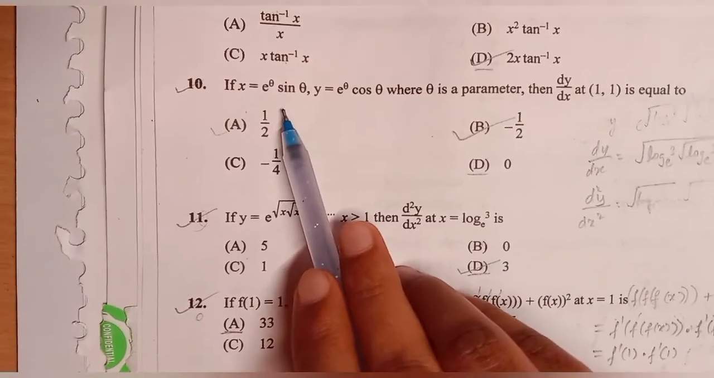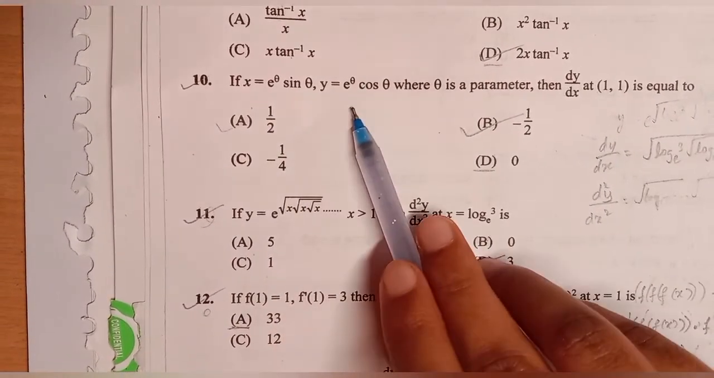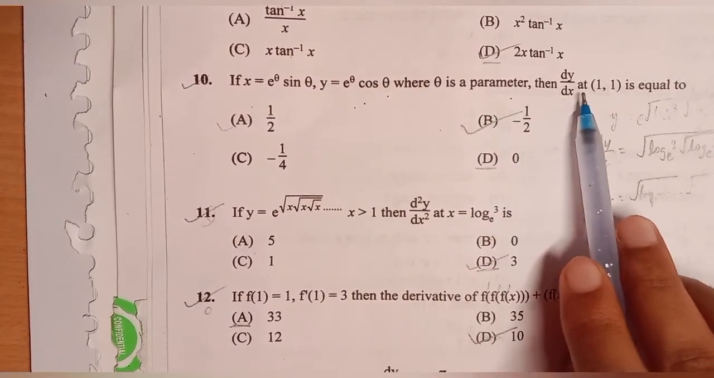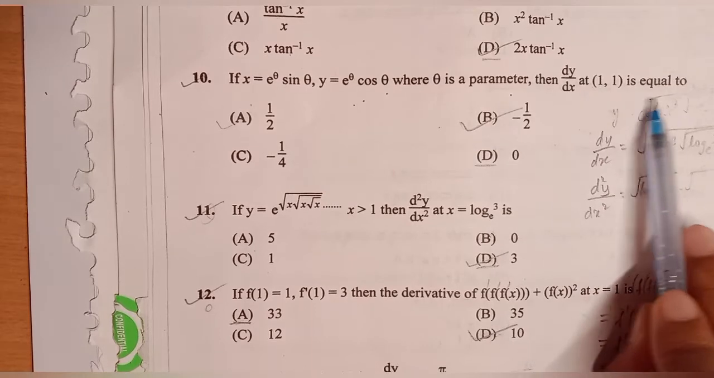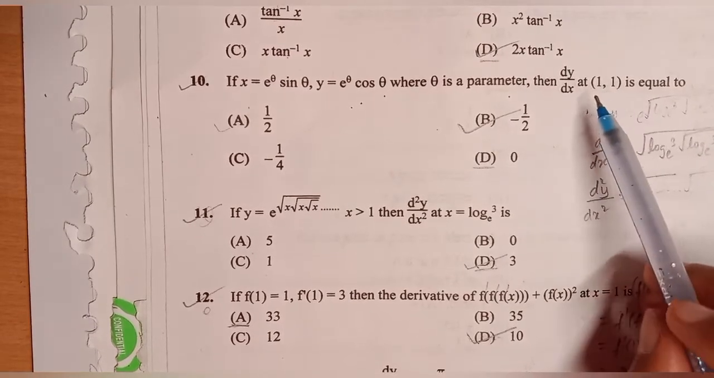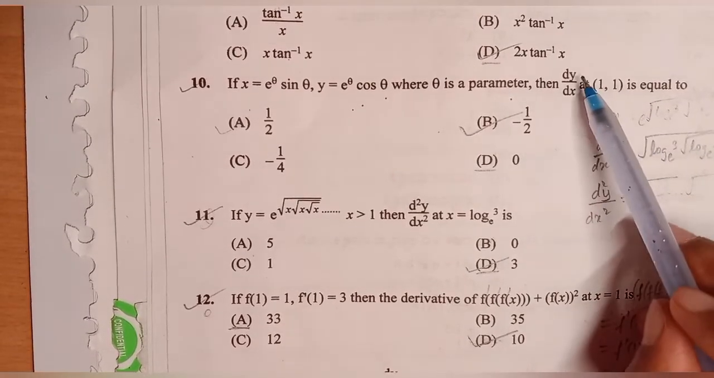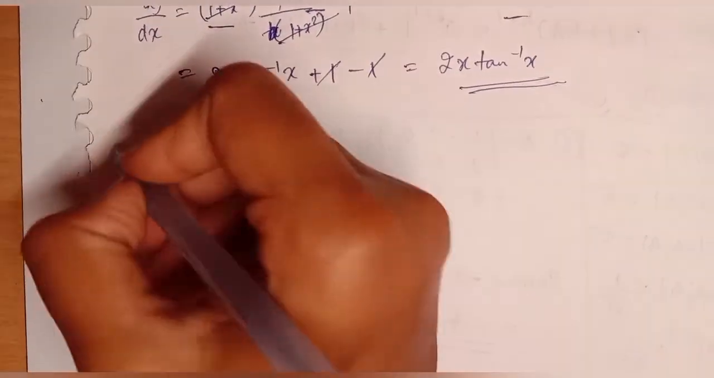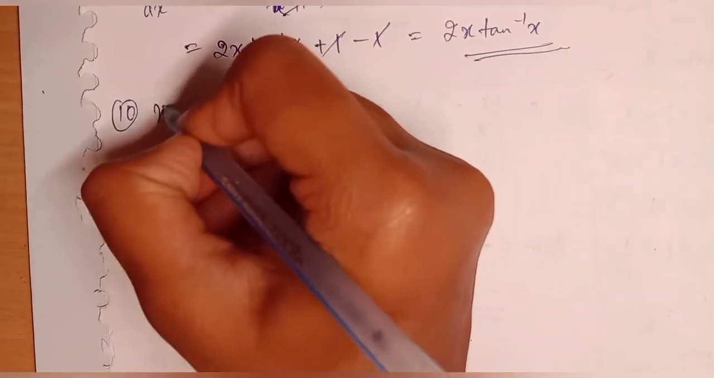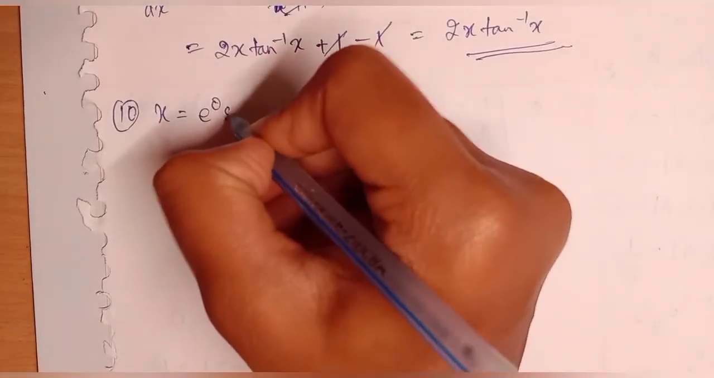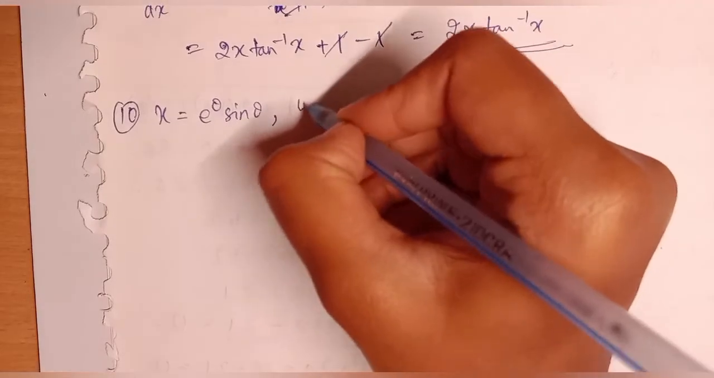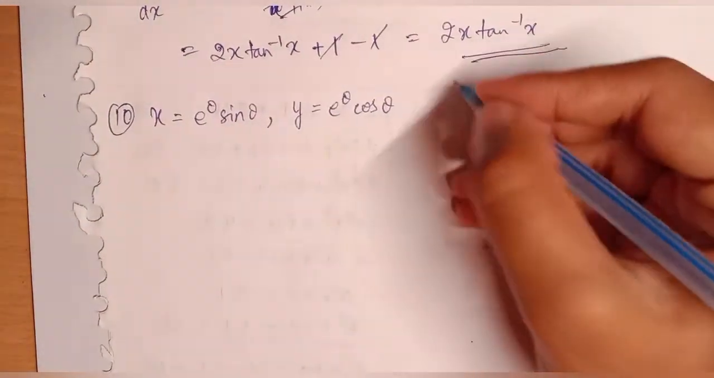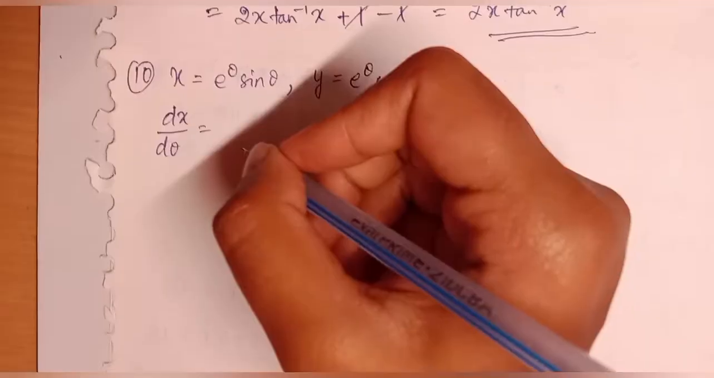Okay. Now let's go to the next question, the 10th one. If x is equal to e to the power theta sin theta, y is equal to e to the power theta cos theta, where theta is a parameter, then dy by dx at (1, 1) is equal to, here (1, 1) is the coordinates of x and y. Don't mistake it for theta. Given x is e to the power theta sin theta, y is equal to e theta cos theta, and we have to find dy by dx.